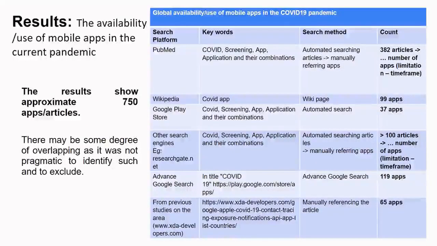So when we did our search, we found about 750 apps and articles. Altogether, there were about 750 apps and articles. Of course, there were overlaps because one application may be described in more than one article.